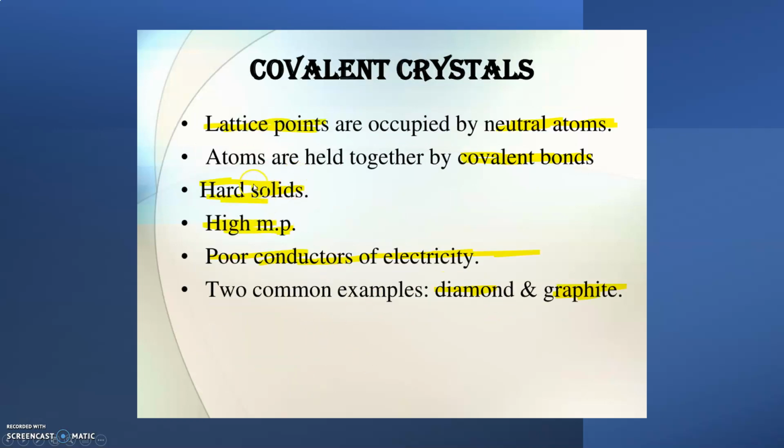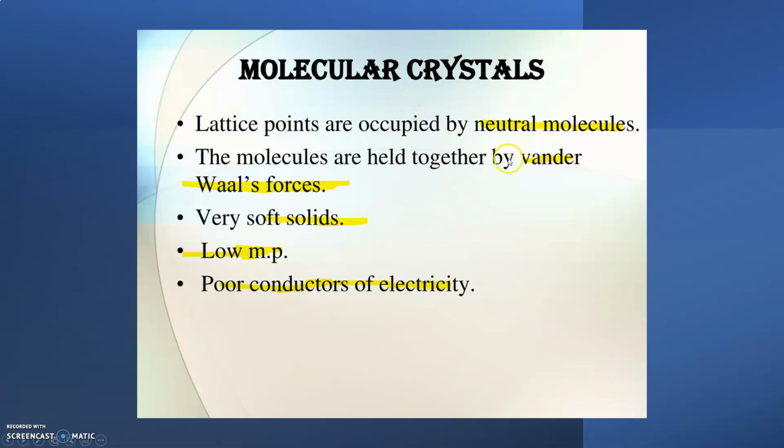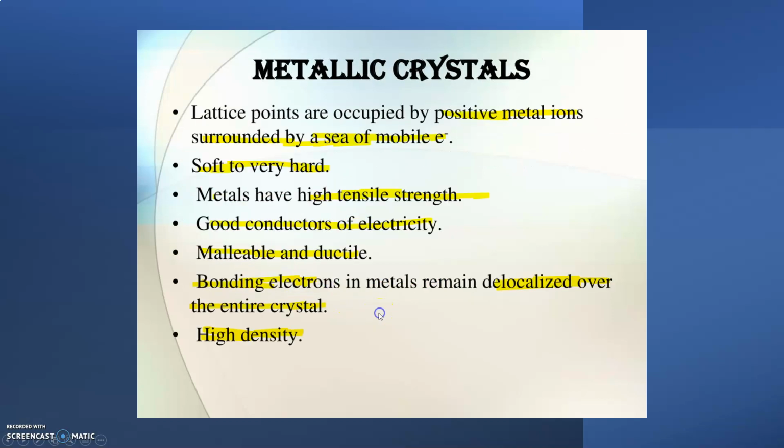The covalent crystals have lattice points occupied by neutral atoms, and they are united by covalent bonds. They are hard solids. The melting points are very high, but they are poor conductors of electricity. Two examples are diamond and graphite. The molecular crystals are neutral molecules that are joined by van der Waals forces. They are very soft solids, with low melting points, and they are poor conductors of electricity.